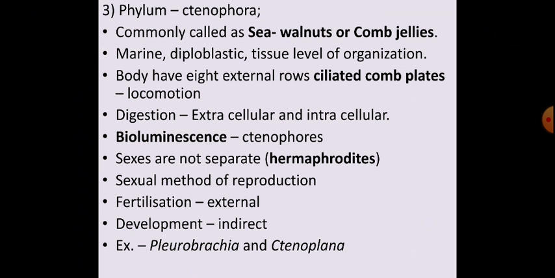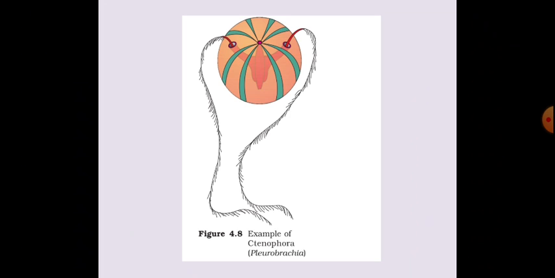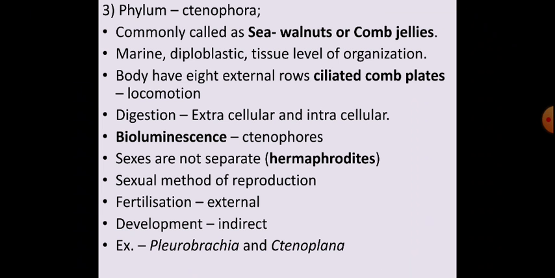Phylum Ctenophora are commonly called sea walnuts or comb jellies. Again, they are marine. They are found in marine water, sea water or in oceans. They are diploblastic animals, which means they have outer ectoderm and inner endoderm. Diploblastic animals have tissue level of organization. It is made up of tissues.